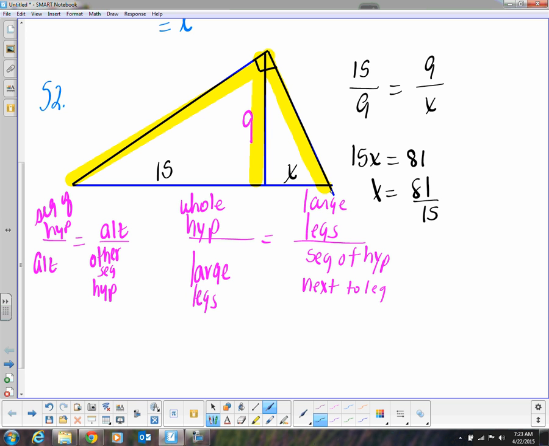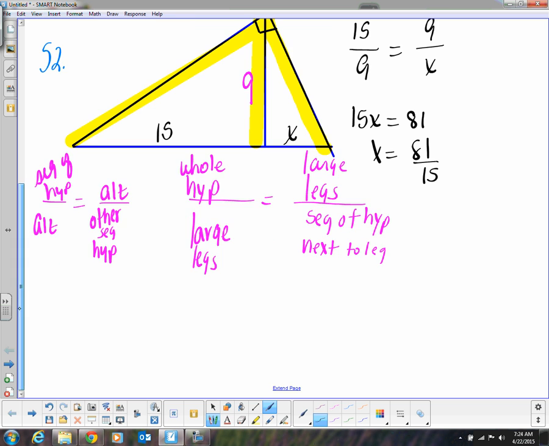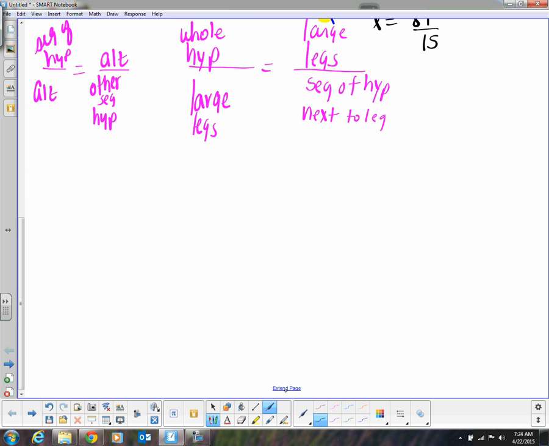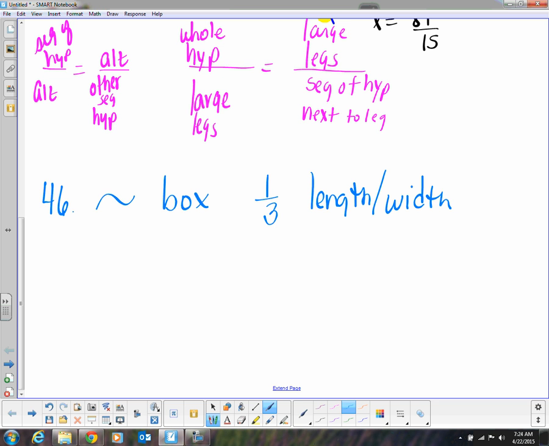46. All right, this is from the last test that we just had. Somebody has a box, but wants to make another box that is, so some keywords here, they want to make a similar box. All right? And they want it 1/3 of the length, the width, and the height.